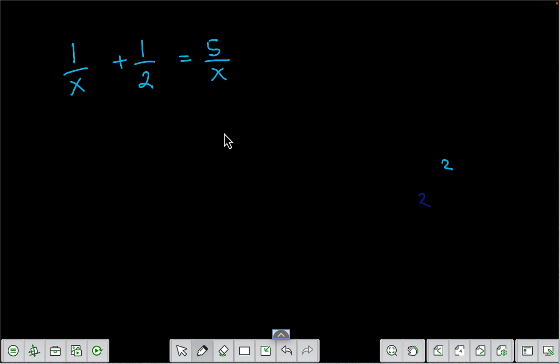Okay, so let's look at this problem. This is a little different because the denominator is also a variable or a literal. So we have x and we have 2. The easiest way to find such denominators is to multiply them. x times 2 will give you 2x. Remember that the factors here are x and 2, multiplying to give you the product, which is 2x. So that would be our least common multiple, right?